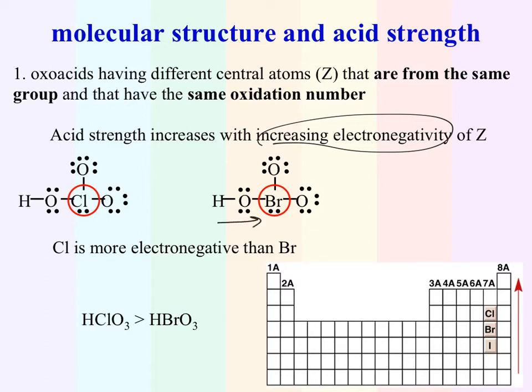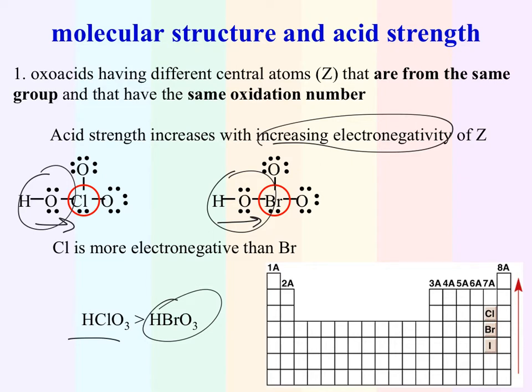So I'm pulling electron density towards bromine, and I'm pulling electron density towards chlorine, but since chlorine is the more electronegative of the two, this bond right here is going to be more polarized than this bond here. So what ends up happening is HClO3 is going to be more easily polarized, or have an easier time putting H+ into solution, than HBrO3. And notice, guys, we're comparing things with the same number of oxygens, basically almost the exact same structure. The only difference here is that we're dealing with different Z elements.